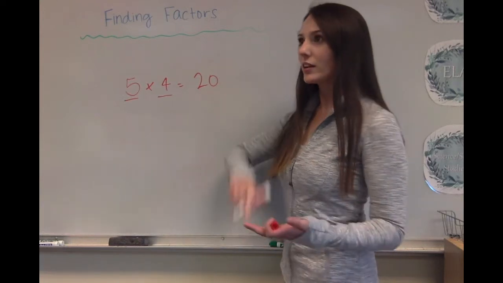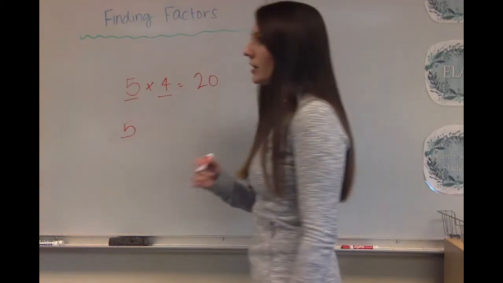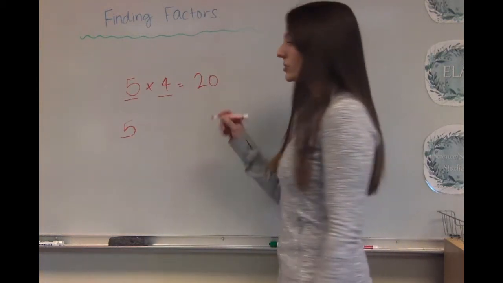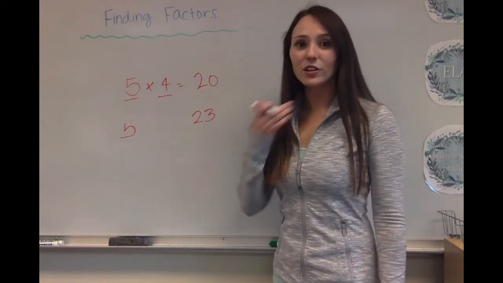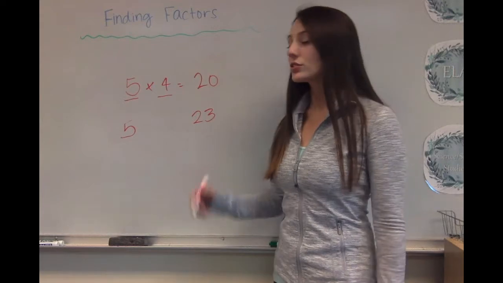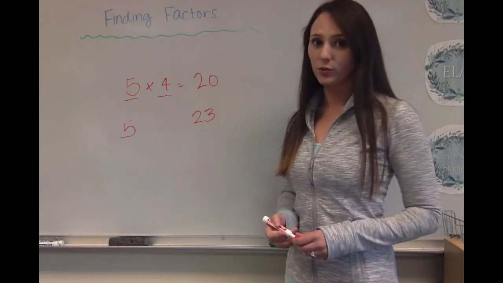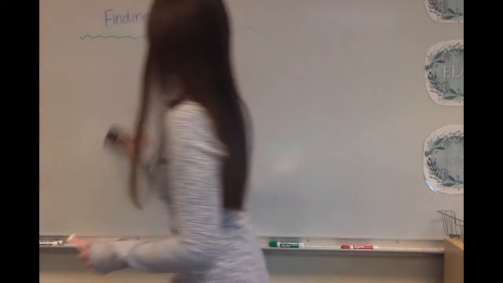Now let's apply that again but in a different way. I'm thinking about 5 again, and maybe I go a little bit bigger. Let's go to 23. So I know that 5 can go into 23. However, it can't go into it evenly, so 5 is not a factor of 23. Okay, so let's start with a practice problem.